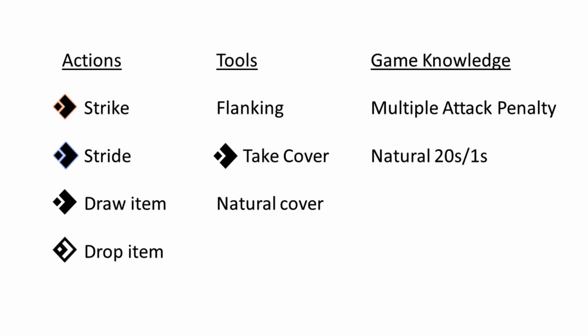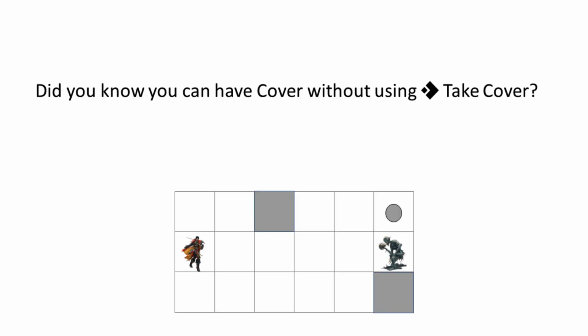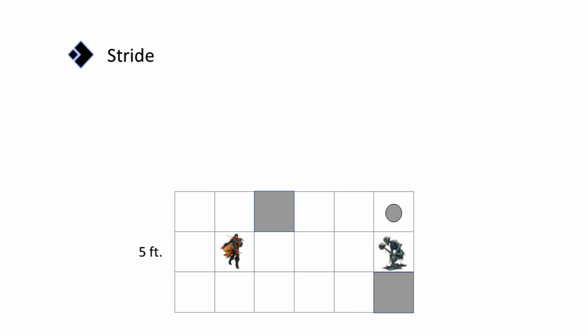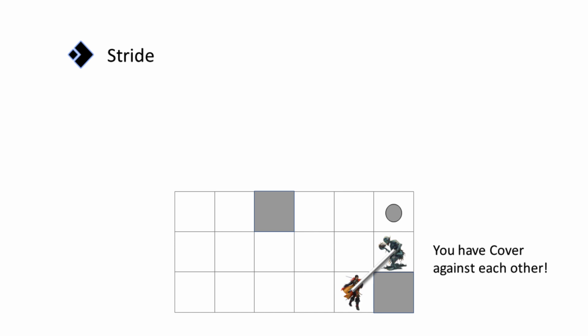Now we know our natural 20s and our natural 1s. Let's talk about natural cover. Did you know that you can have cover without using the action take cover? Let's say you use stride and you move right next to the ghoul over here. If you draw a line between the center of your space and the center of the ghoul's space and hit a wall, then you have cover against each other. Cover gives you a +2 to your AC. It also gives you a +2 to stealth and reflex saves against certain effects.